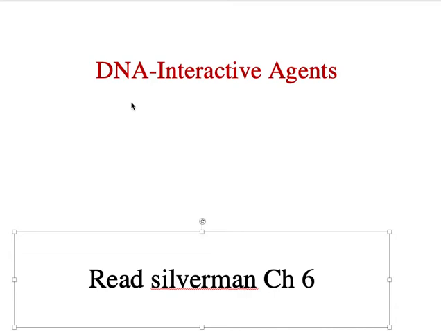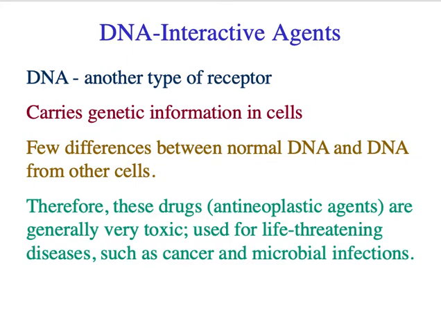Okay, so we're going to move forward, and we're going to talk about DNA interacting agents. Okay, so DNA, we're going to think of it as another type of receptor in the medicinal chemistry sense. It's another type of thing for drugs to bind to, basically. And what we're going to talk about is anti-cancer drugs.